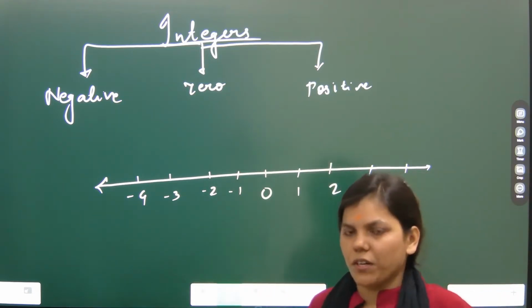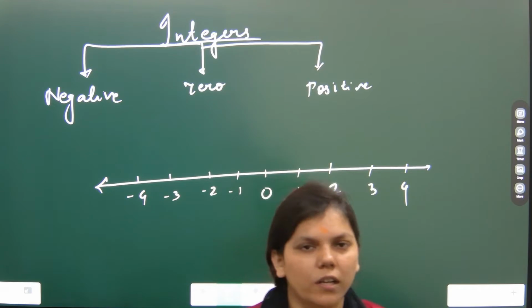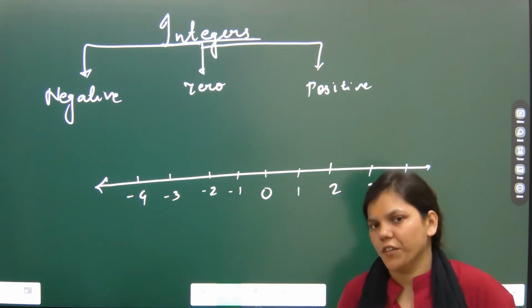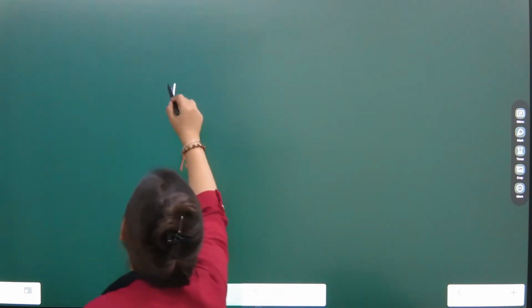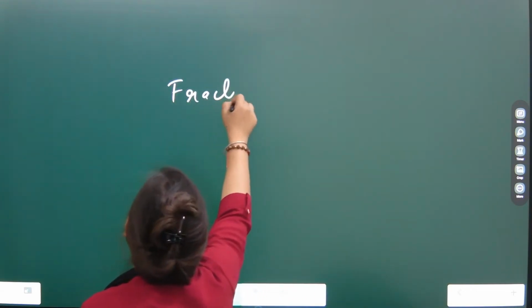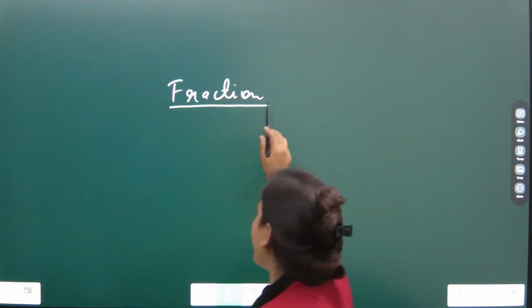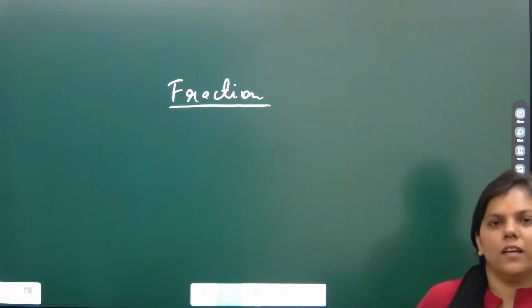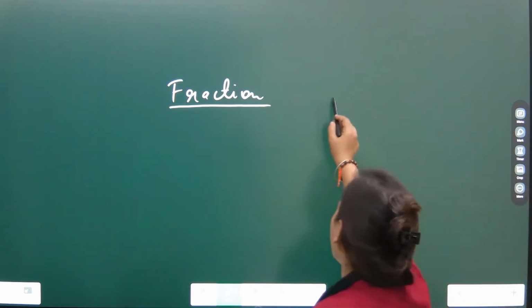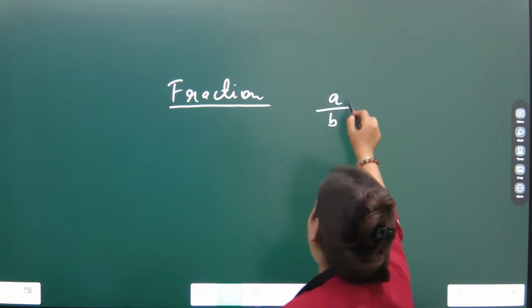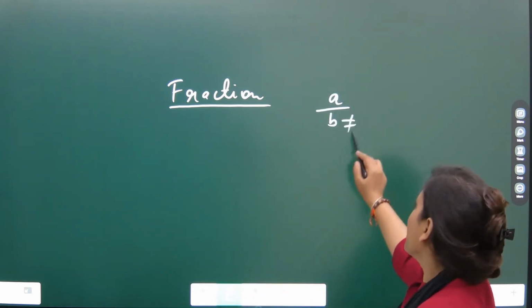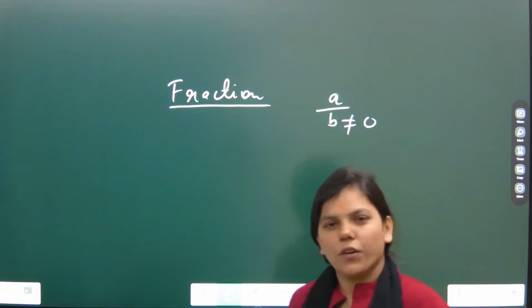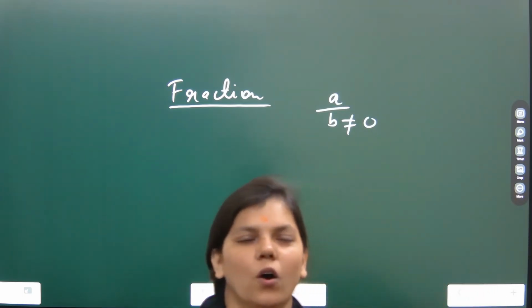You know what are natural numbers? Natural numbers start from 1, whole numbers start from 0. Okay, then what do you mean by the term fraction? So fraction is in the form of a by b, where a and b are whole numbers and b is not equal to 0. So here a and b both are whole numbers.